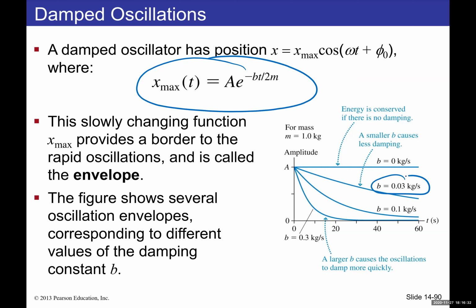When b equals 0.03, it goes like this until it eventually stops. When it equals 0.1, it goes down much faster. And at 0.3, as b increases, your ability to oscillate becomes very small. You slow down pretty much right away, and within, let's say, 20 seconds you go to 0. Here, within maybe 100 seconds, here you can take it longer, and so on. That means the greater the value of b, the faster you come to rest.